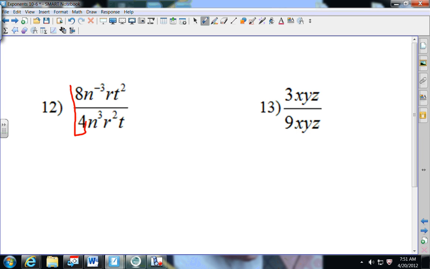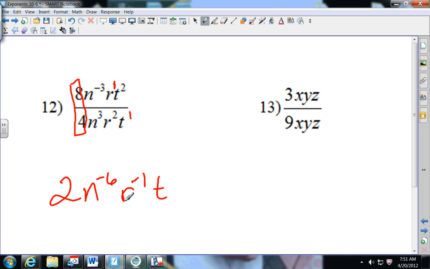First off, 8 divided by 4, 2. Here's the mistake, is in the exponents here. This is actually n to the -6. -3 minus 3. R's, there's a 1 right here. 1 minus 2. R to the -1. 2 minus 1 for the t's is t.